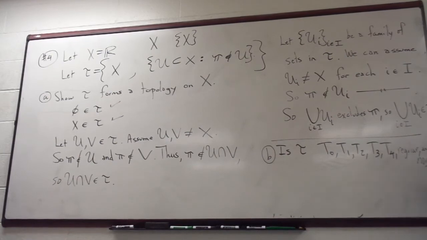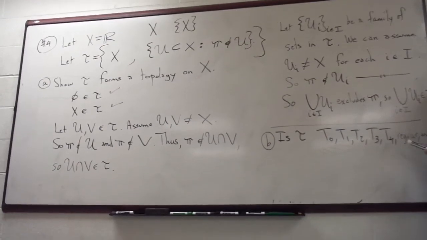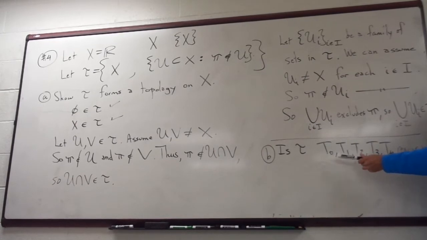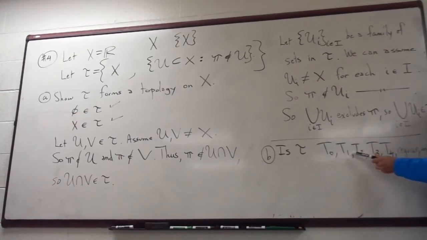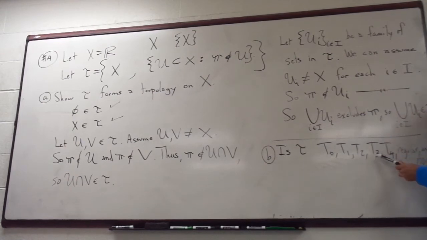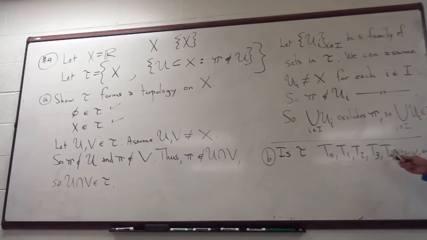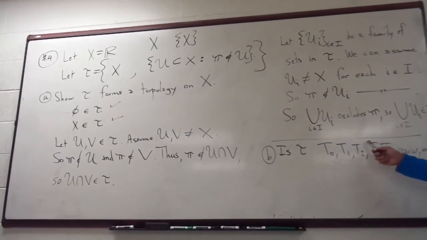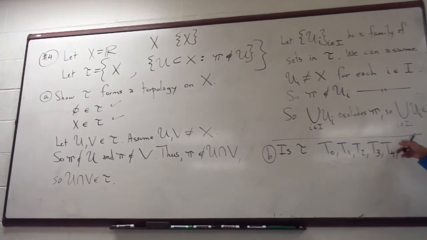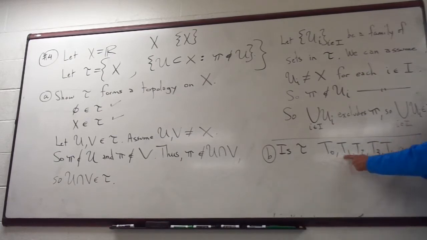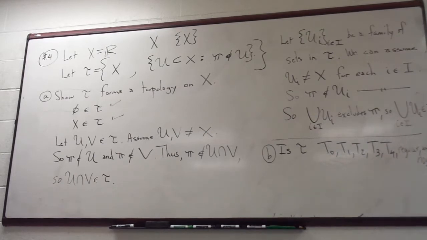So I hope everybody remembers the relationships here. Remember, T0 is the weakest property, right? T1 implies T0, T2 implies T1, T3 together with T1, which is regular, implies T2, and T4 together with T1, which is normal, implies T3. So make sure you know the relationships here, okay?